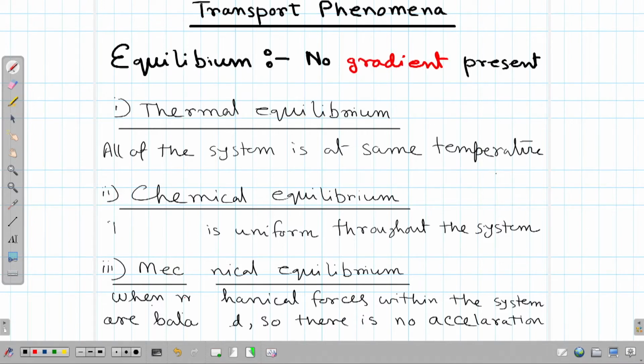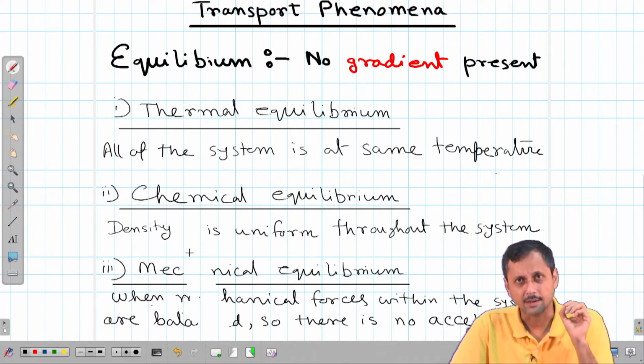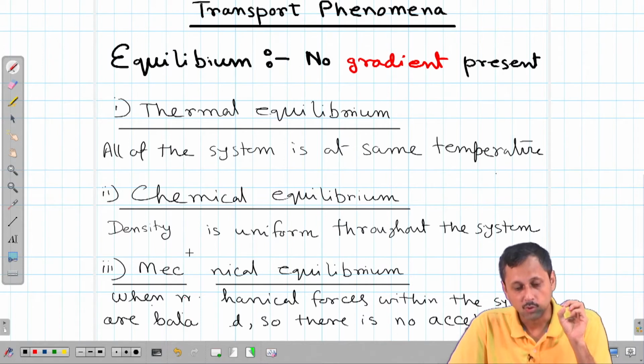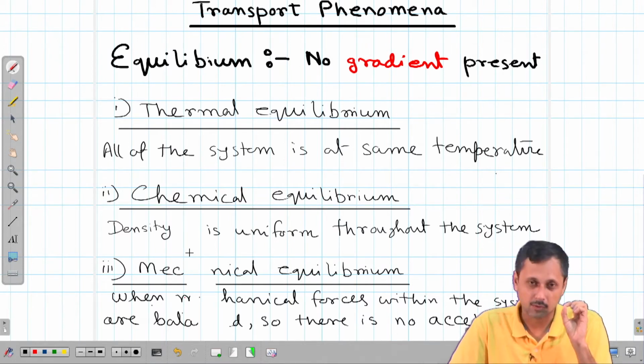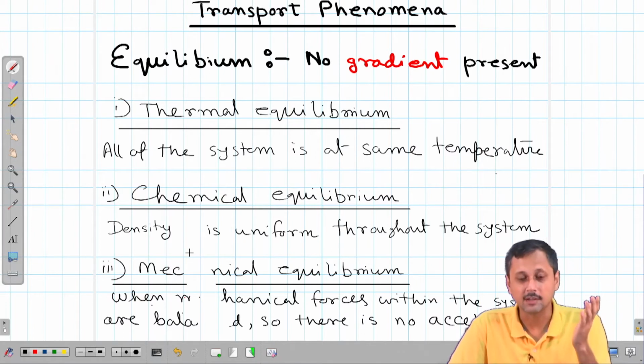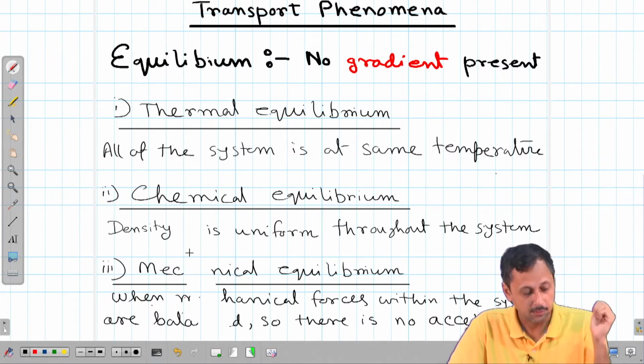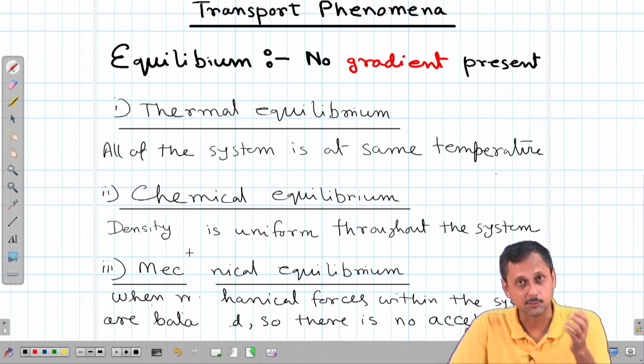So, density is uniform throughout the system. Now, this is one way of saying this. Also, there is another way of looking at it that says chemical equilibrium is when there is no particle movement in the system, which is not the case for the example we are taking.